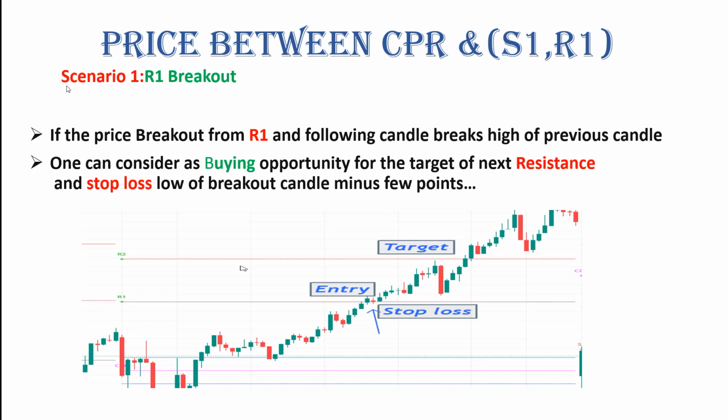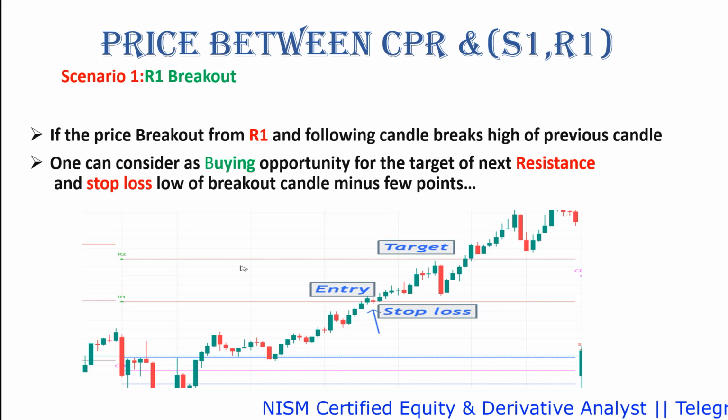What is scenario number 1? We can start from that. Scenario number 1 is R1 breakout. So above the CPR, we can see the R1, R2 and R3 levels. Those are called the resistance levels. So the price is between CPR and S1 and R1. So first we are going to see the CPR and the R1.